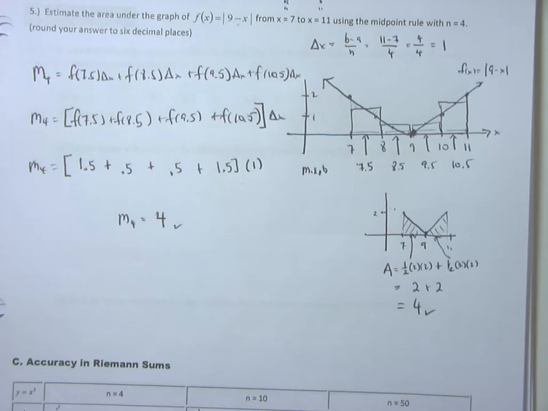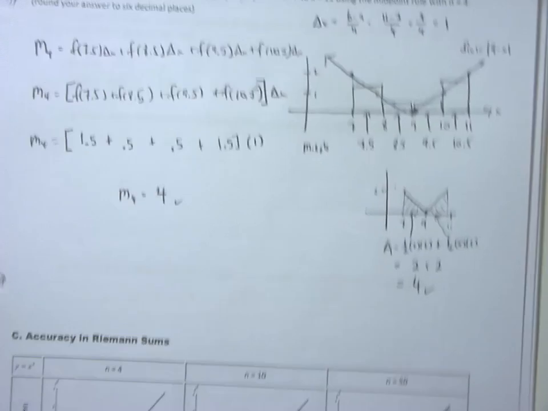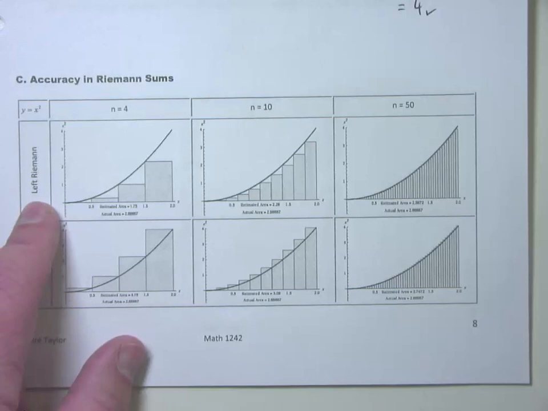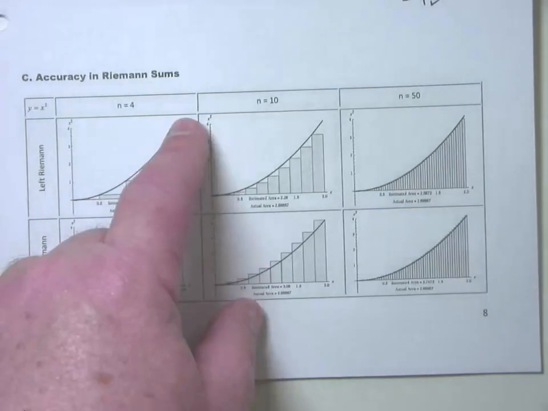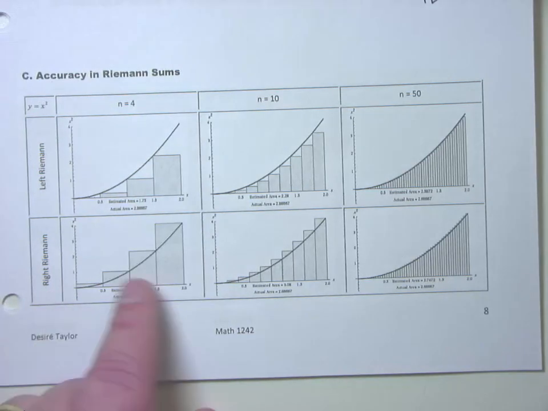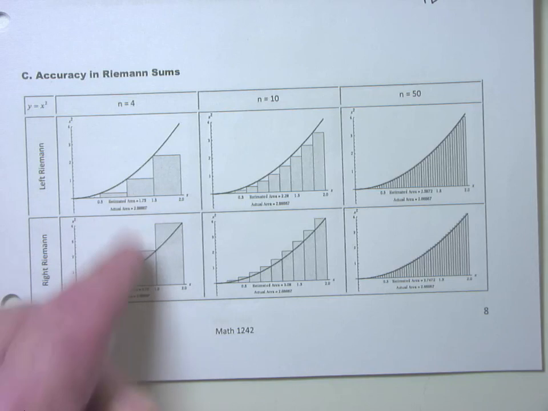Increase the number of partitions. Make n get bigger. So I try to draw that aspect for you. I just focused on two different pictures here. A left Riemann sum, which, because this thing's curving up, happens to be a lower estimate. And the right Riemann sum, based on the curving up, happens to be an overestimate. So you'll notice how much error you got in each one of these.